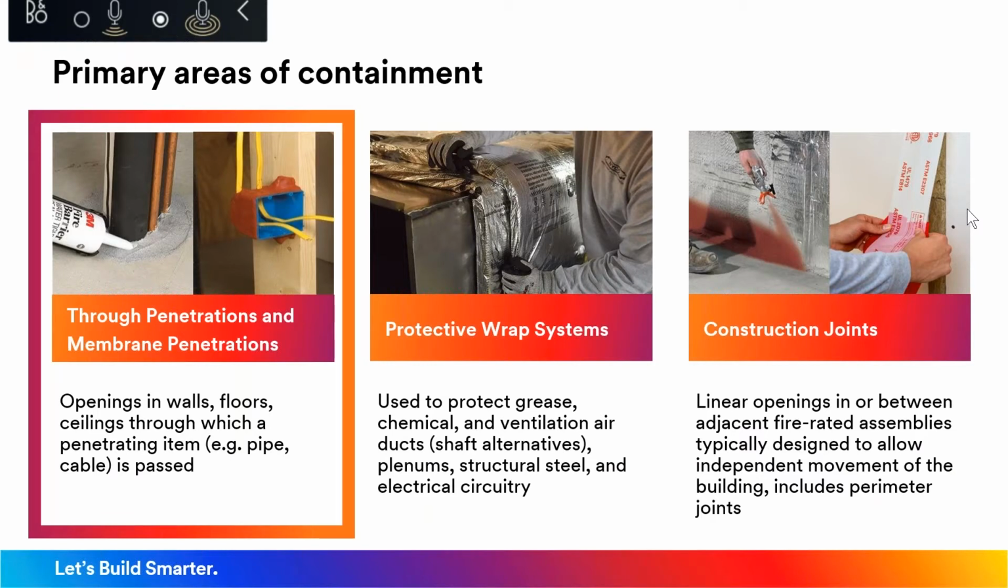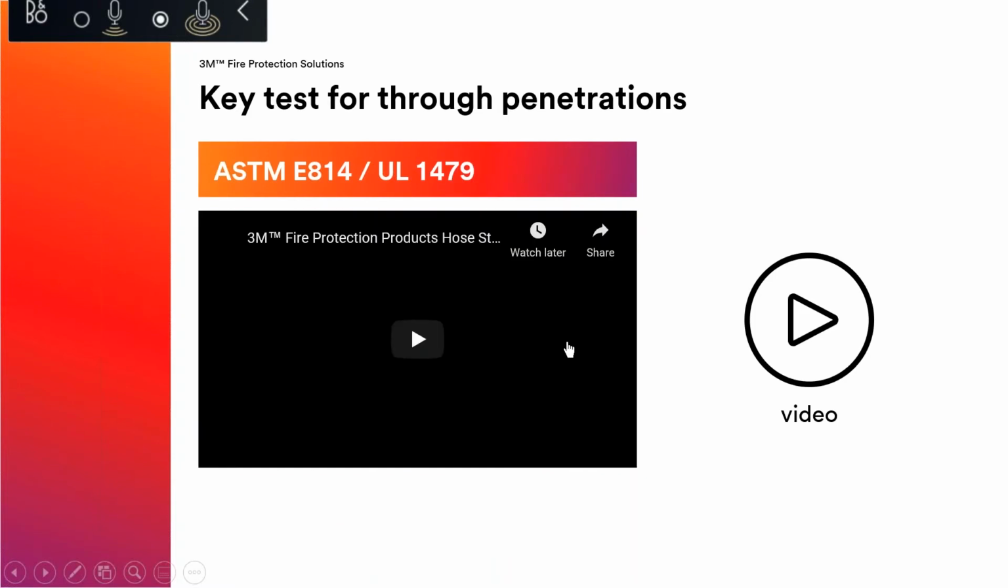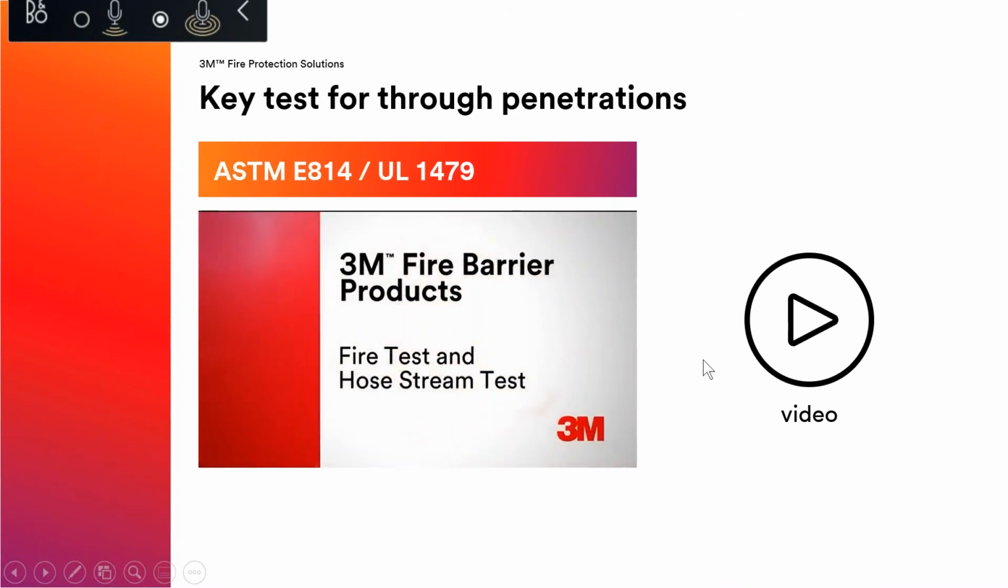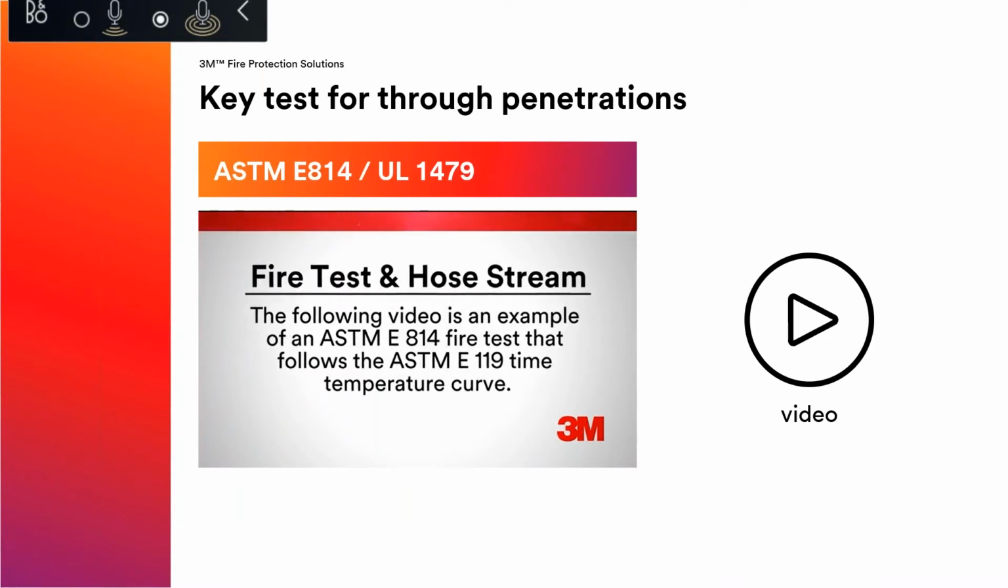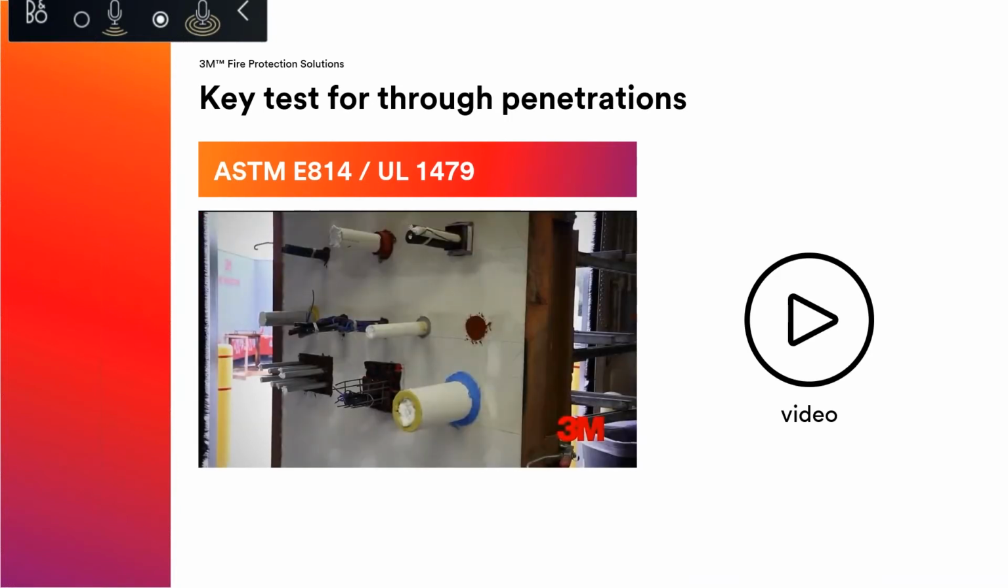Again, primary areas of containment: through penetrations, protective wraps, construction joints. Let's touch a little bit on through penetrations. I have a real quick video here, and I'll narrate it for you because I'm not sure if the sound is working. But it's a very simple video, just kind of showing you the basics of firestop.